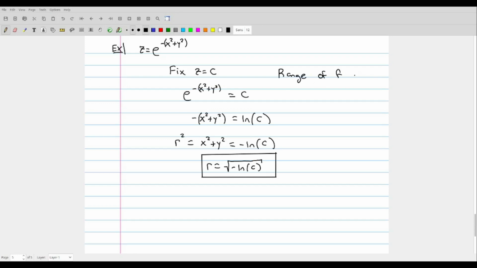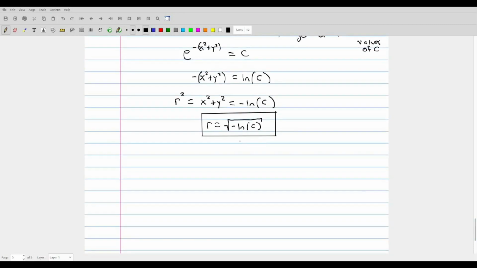The range of f is all possible values of c. And so if we look at this example, we see that, well, the natural log function is only defined when c is between 0 and infinity, because this tells you that c can only be between 0 and infinity. And we also need to enforce that this square root right here has to be defined for the radius.